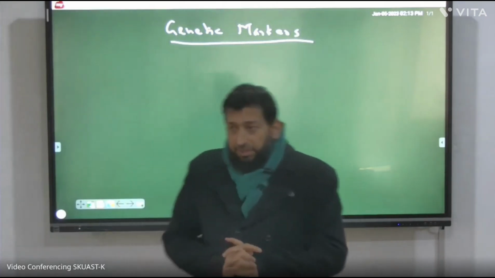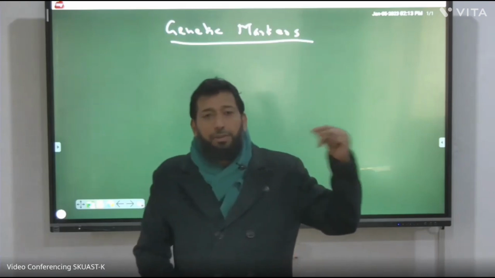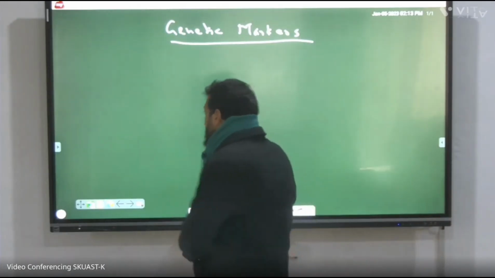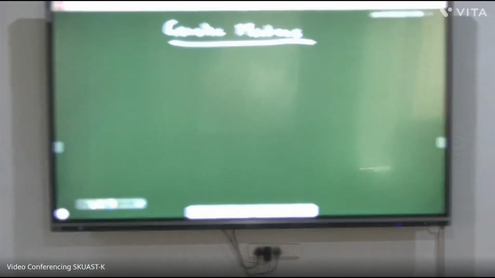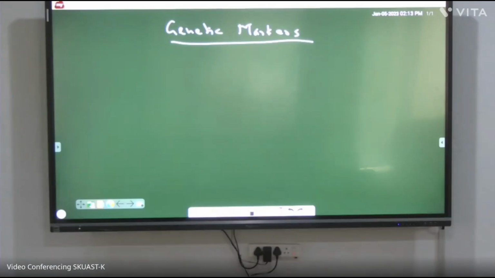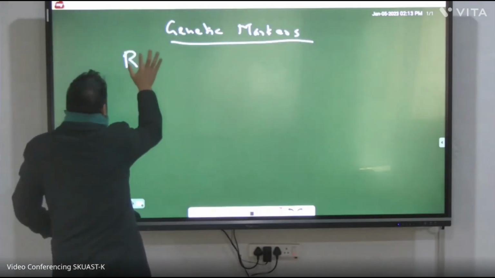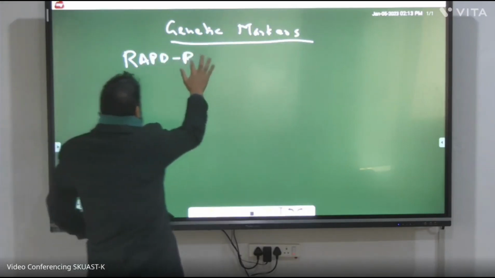And as I said, at seed level also, you can tell that this plant will be having high yield, it will be resistant, it will be susceptible. You'll be able to tell at the genetic level. And there are many types of genetic markers, like you have RAPD, which stands for randomly amplified polymorphic DNA.